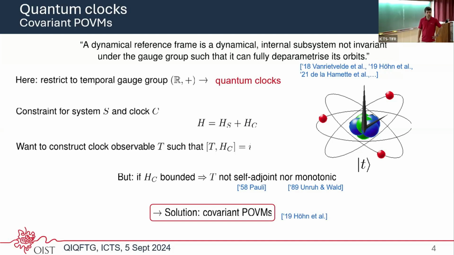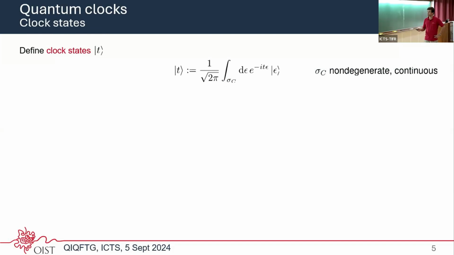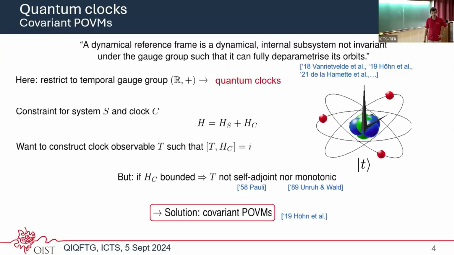Yeah, the spectrum is bounded. Yeah, in one direction. At least one direction. Oh, so just the fact that it has a lower bound is enough. Yeah.